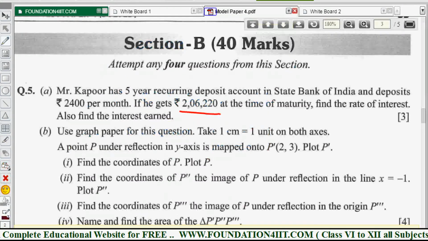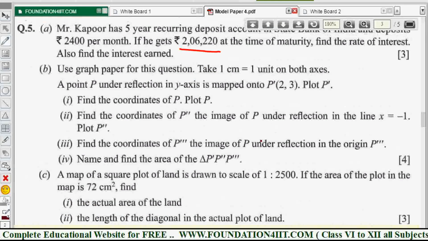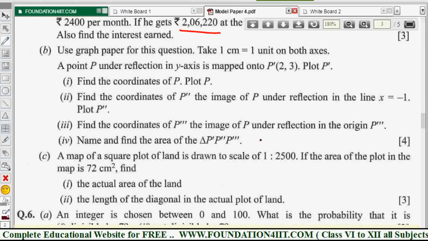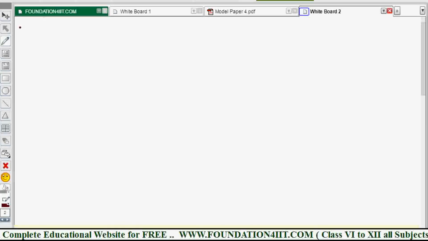In this fifth B. Use the graph paper for this question and take 1 centimeter as 1 unit on both axes. A point P under reflection in the y-axis is mapped onto P dash 2 comma 3. Plot P dash. So first plotting we will do. Then find out the coordinates of P and plot P also. Let's see one by one. Let me take the graph paper for this. So P dash is 2 comma 3. We need to plot it first.